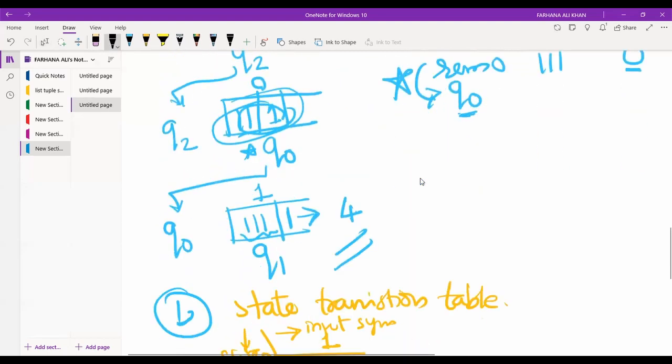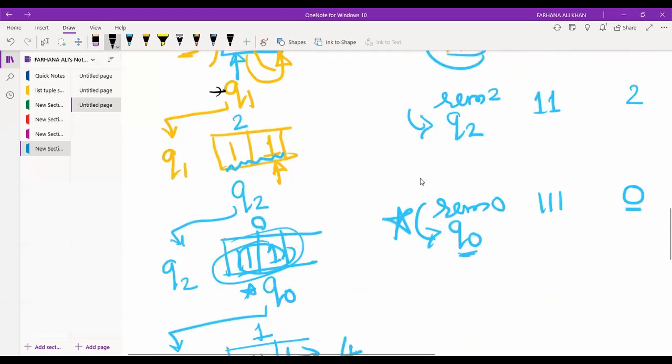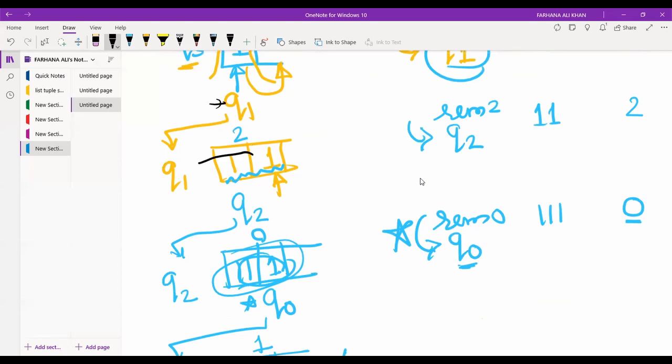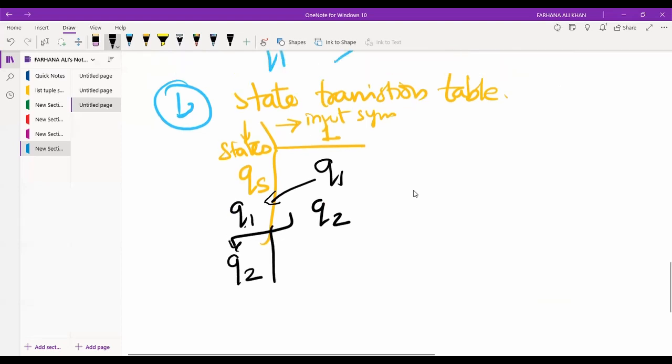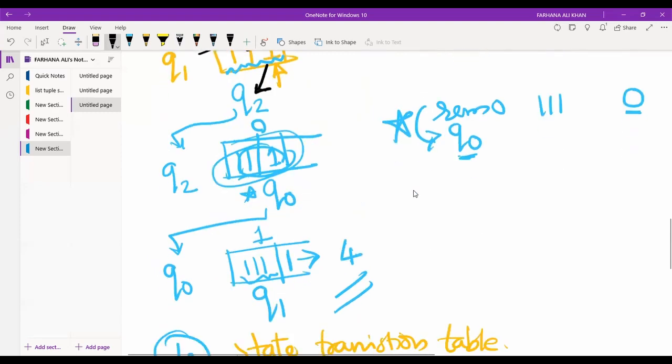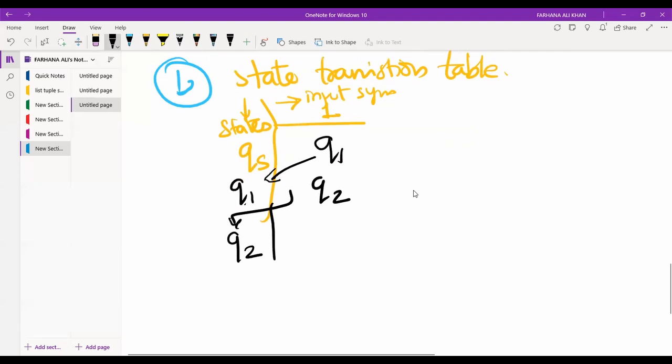Now this will become the resultant state we have to write here. So now we are having Q1. Q1 on 1, where is it going? Q1 on 1 generates the resultant state Q2. So we'll write here Q2. Now Q2 will become the state that we have to write here. So Q2 on 1, where is it going? Q2 on 1 is going to Q0, which is the final state also.